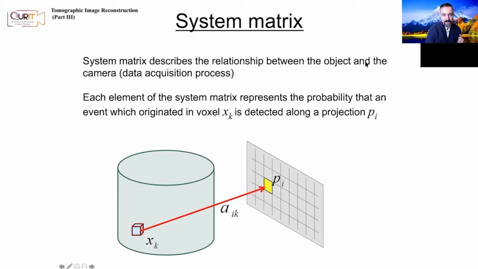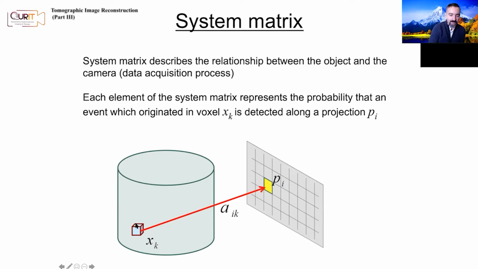So looking at the system matrix, what does it mean? What is a system matrix? This is one of the key concepts in statistical and iterative image reconstruction for us to understand. The system matrix essentially describes the relationship between the object and the camera. So it's a data acquisition process, right?